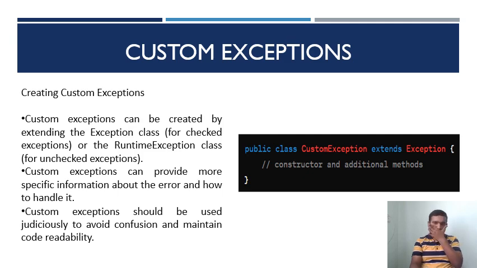This is how the custom exception should be used. Public class CustomException extends Exception. The constructor and additional methods have to be written inside the class. This is about the custom exceptions. Now let us understand how this has to be used, because to avoid confusion and maintain code readability, custom exceptions should be used very carefully. It cannot be used as and when. Now let us go on to the next slide.